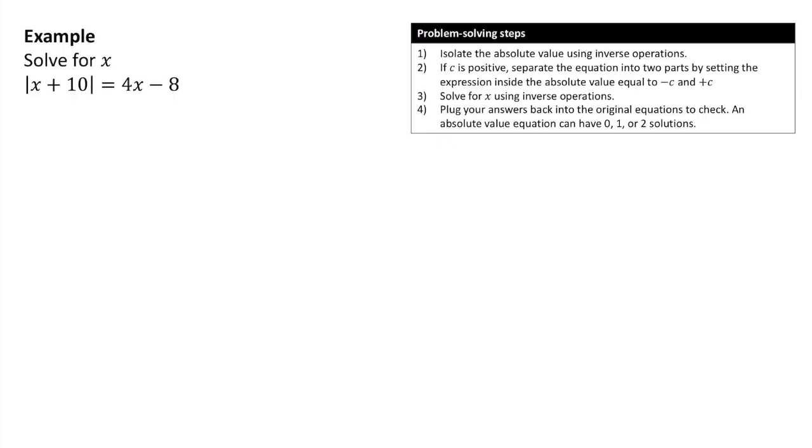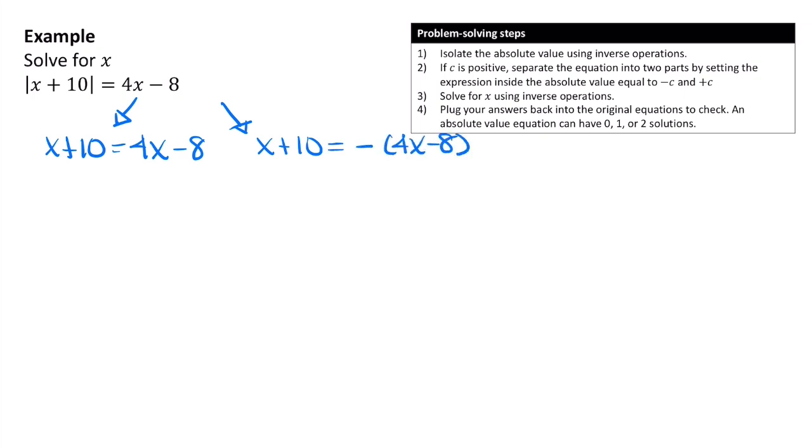So here, let's try this example. So we have the absolute value of x plus 10 equals 4x minus 8, and I know this isn't equal to a number, so it's a little bit different than the ones we're used to solving, but since the absolute value expression is already isolated, we can just go ahead and separate it into two cases. So we're going to say this means that x plus 10 is equal to 4x minus 8. And it means that x plus 10 is equal to the negative of 4x minus 8. Okay, so that's how we're going to write the positive and negative case.